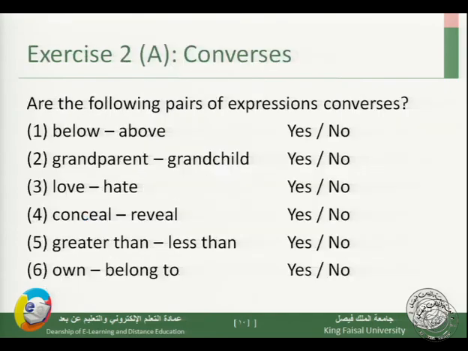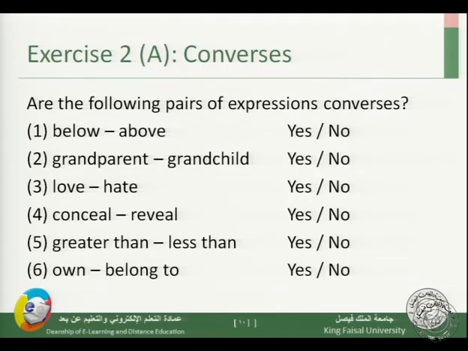So let's do this test with the following exercises. So this is the first exercise about converses. Below and above. If I am below someone else, does this mean he's above me? If a chair is below a desk, does this mean the desk is above the chair, and so on? The answer is yes. So these are converses. The relationship can work in the opposite order, and both are converses.